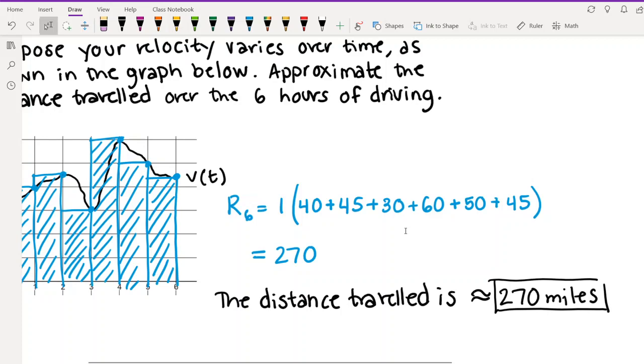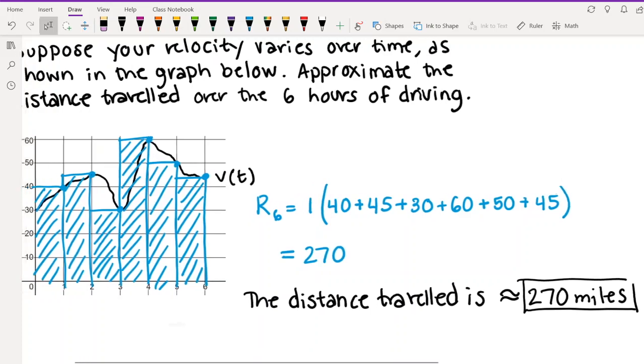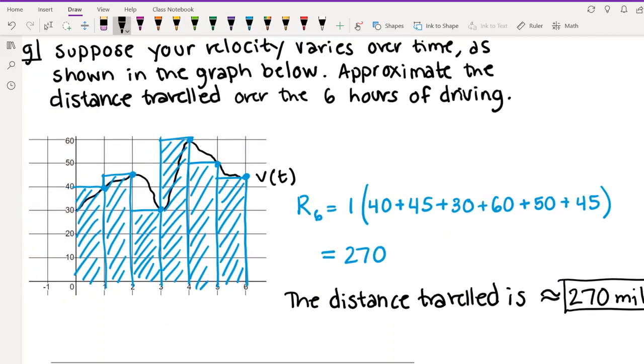So just to give you another way to think about what we're doing here. Why does this work? Well, basically we're imagining that the car was driving a constant speed over each interval, right? If we look at this first rectangle, it has a height of 40 and a width of 1. So we're brushing the details under the rug and instead assuming that the car was driving a speed of 40 for that entire interval.